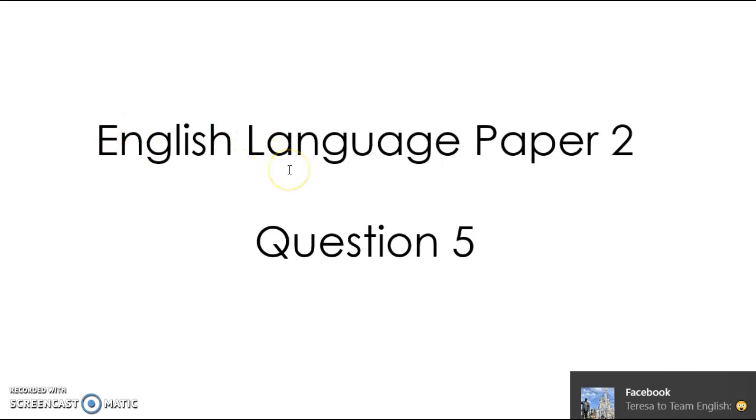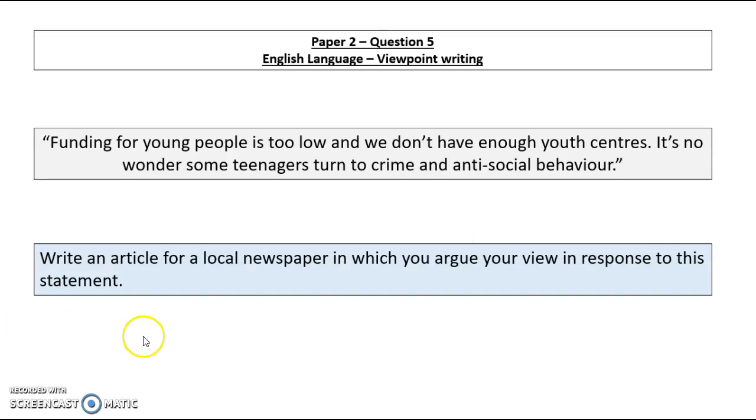Hi guys, so this is a very short little video just to remind you of a few key pointers for paper 2 question 5. Things you will have learnt with your teacher, so I'm not going to try and teach you things here, I'm just trying to quickly remind you of some key things you will have learnt in the past. So paper 2 question 5 looks like this.